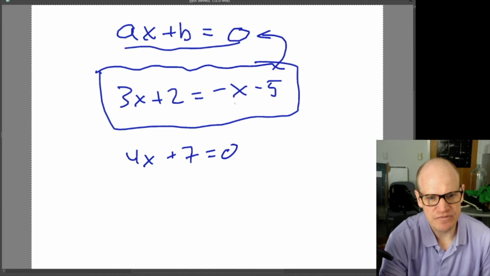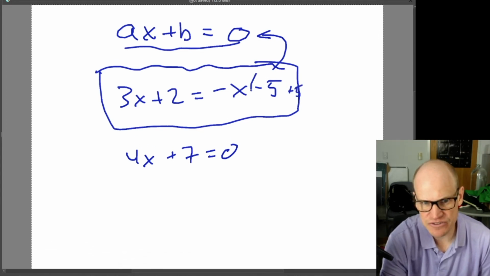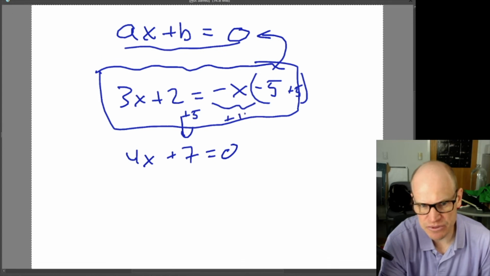So I can, using the rules of algebra, add 5. I can use the additive inverse of this one. And then I have to add 5 over here. That gets me to this 7. I have to do the additive inverse of minus x, which is going to be plus x.